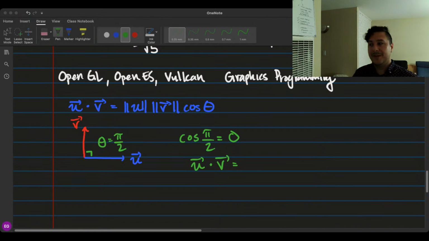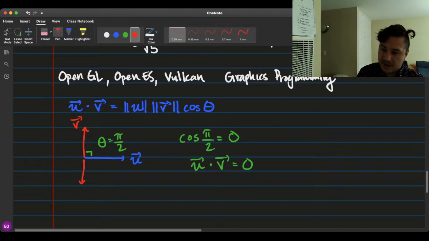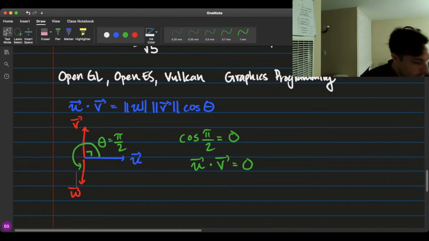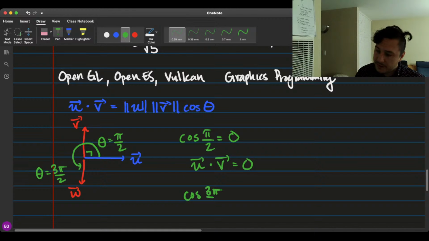What do you know about U dotted with V now? What does it have to be? Has to be 0. Okay. So what about if V was like this? Or let's call this W. What's the angle formed between U and W? In other words, what's this angle? 3 pi over 2. 270 degrees. Awesome. So, what is the cosine of 3 pi over 2?